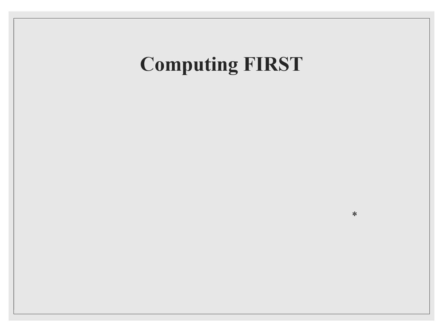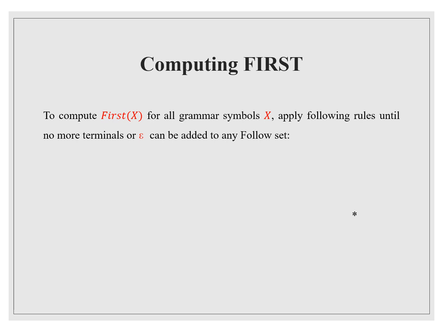Let us consider computing the FIRST for a grammar. To compute FIRST of X for all grammar symbols X, apply the following rules until no more terminals or epsilon can be added to any FIRST set. What is capital X here? Capital X can be a grammar symbol. It can be a terminal or a non-terminal. That means we have to compute the FIRST for all the terminals and all the non-terminals.